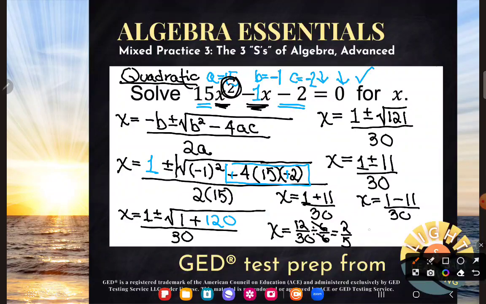2/5 is that answer. On the other side, 1 minus 11, and again, you can do it in your calculator, but that's -10 over 30, and those have a common factor of 10, so I can reduce that as well, and I get -1/3. So two answers, 2/5 and -1/3. And I think on the worksheet, it's a multiple choice.